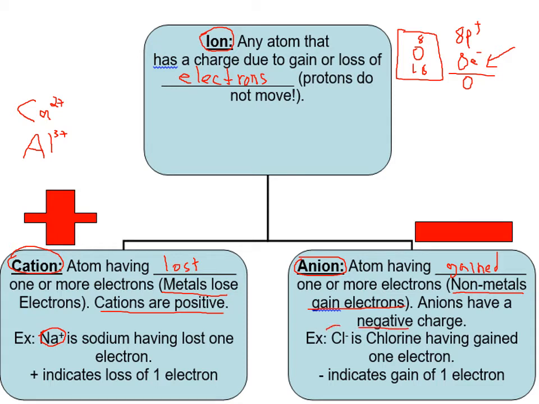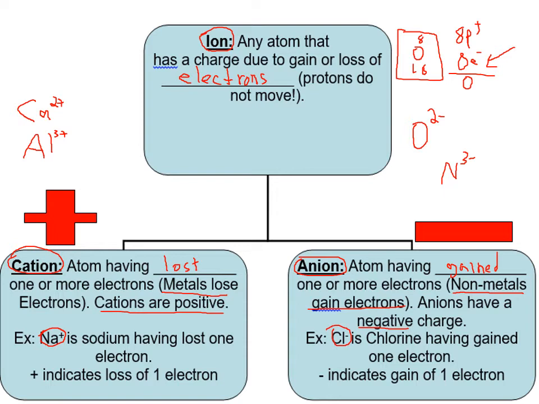So you can see over here chlorine, Cl-, that indicates that chlorine gained an electron and now has a charge of -1. Over here, for example, if I have O2-, this means that oxygen gained 2 electrons and has a charge of -2. If I had N3-, this means that nitrogen gained 3 electrons and has a charge of -3.